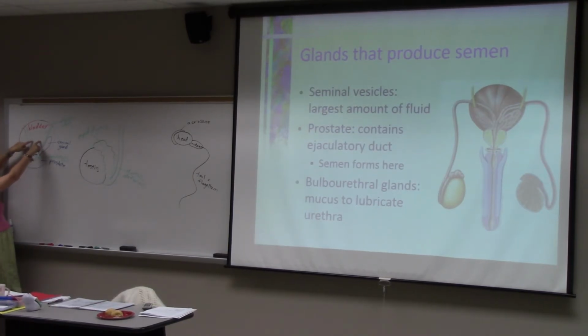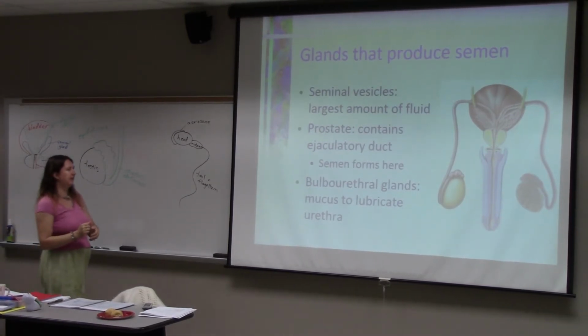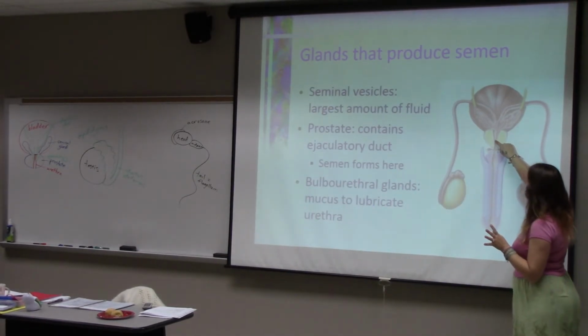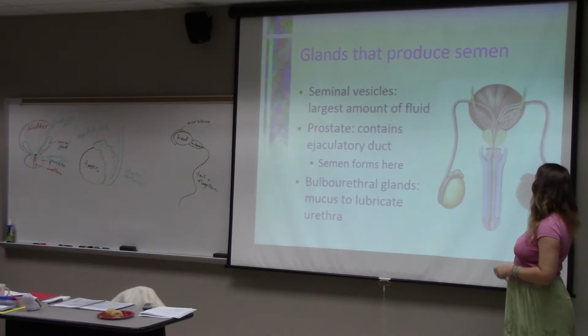So the sperm from the ductus deferens and the fluids from the seminal gland move into the ejaculatory duct together and into the prostate. The urethra passes through the prostate. The ejaculatory ducts come into the prostate and enter the urethra. And that's where the semen is going to form, in the urethra within the prostate gland.